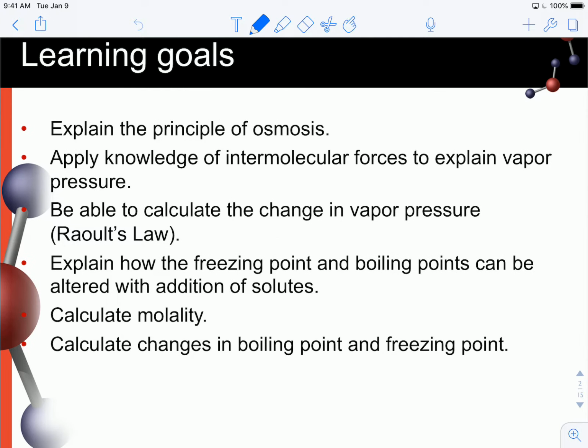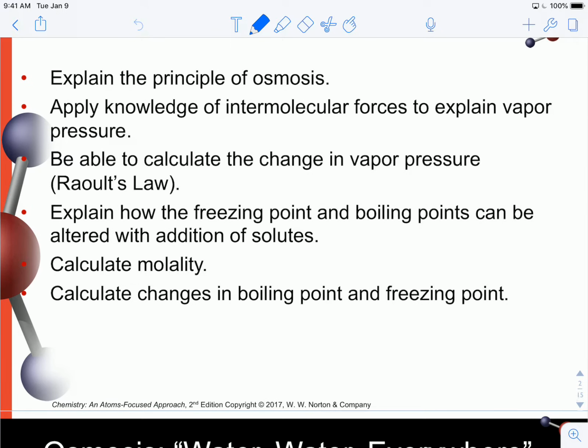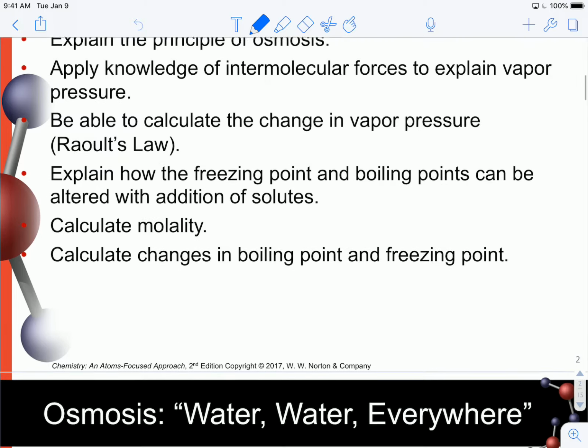So learning goals for this chapter will be initially, one of the first things you'll see in your chapter as you read it is the idea of osmosis and what that is. Secondly, we'll talk a lot about vapor pressure. You'll need to get a strong understanding of it conceptually, but also be able to do some calculations involving Raoult's law. And then you'll also look at freezing point and boiling point changes as a result of these colligative properties. We'll also define molality. Molality is different than molarity with an R, so we'll be sure to distinguish those two. And ultimately, we'll need to be able to calculate changes in boiling points and freezing points.